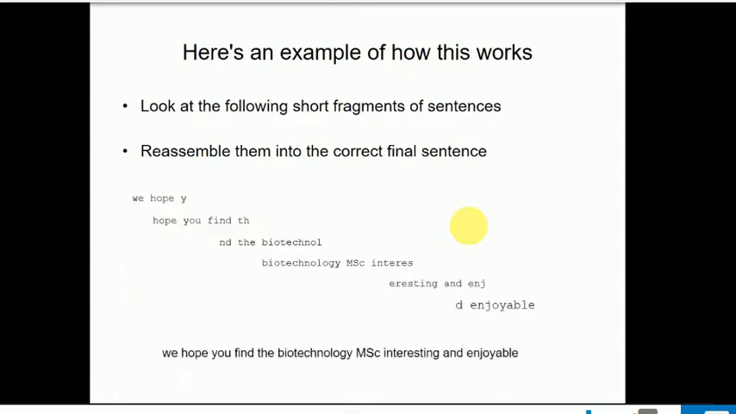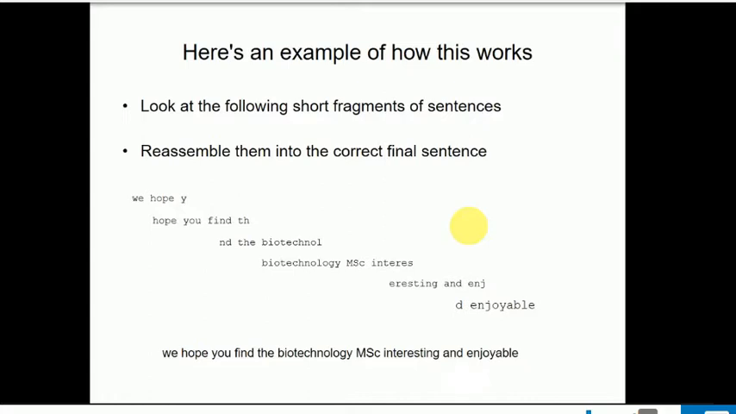Very good. Okay. So you can see what we've done here. We've looked for overlaps between each of these individual fragments, and we've got an unambiguous sentence from that. So remind me to buy you a bar of chocolate at some point.